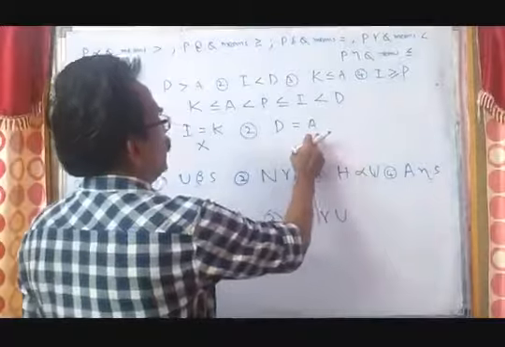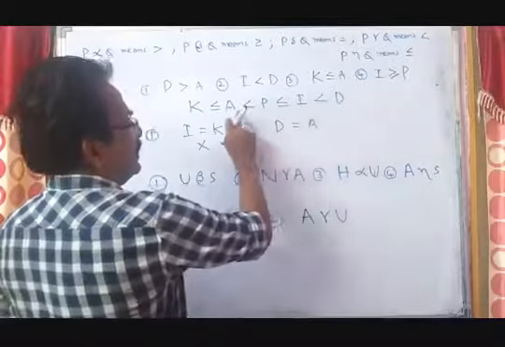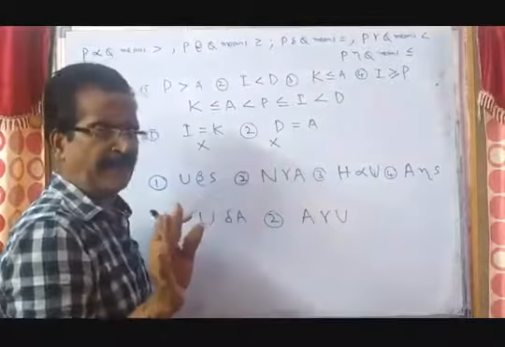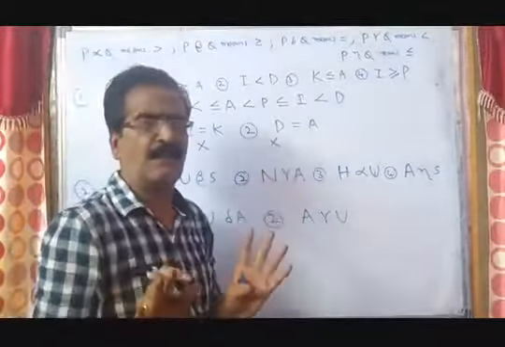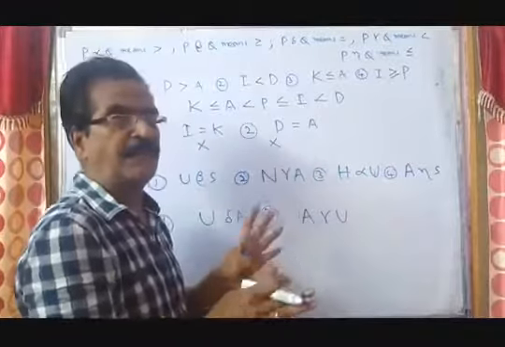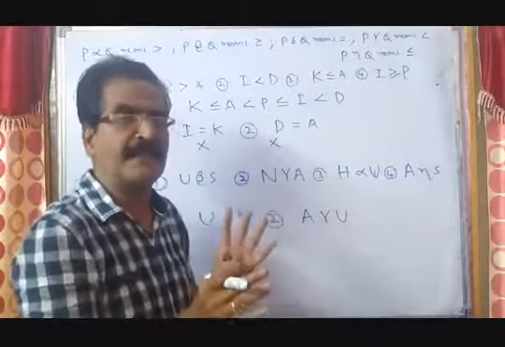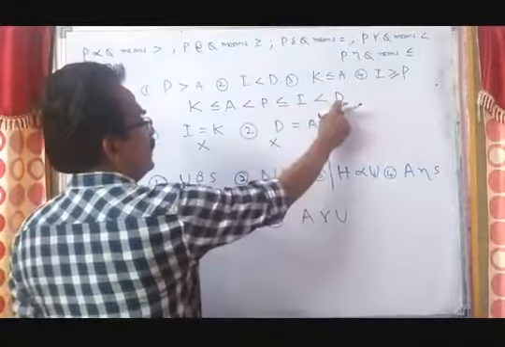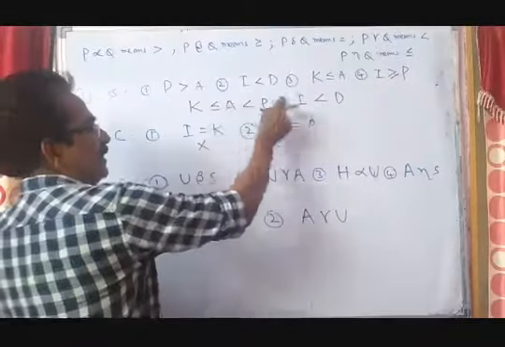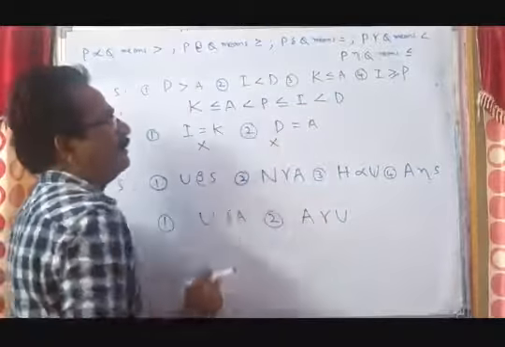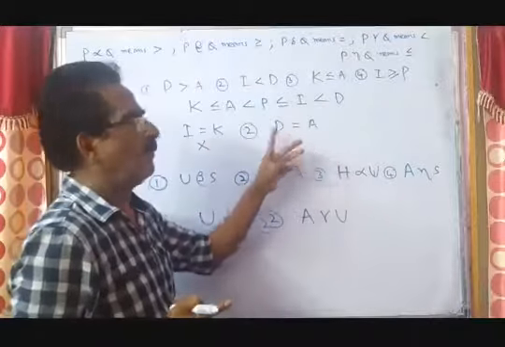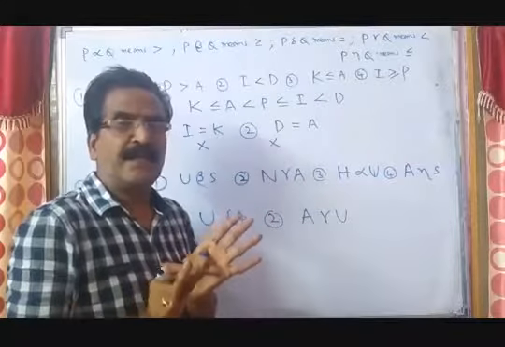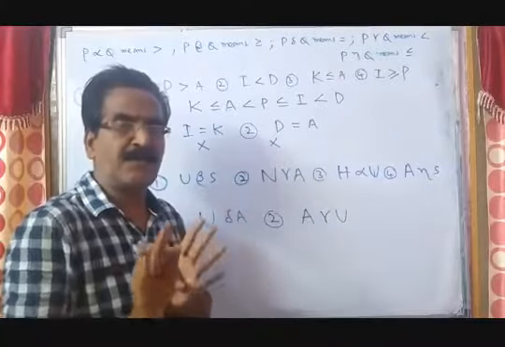D is equal to A? What is the relation between D and A? D is greater than or equal to, greater than. So D greater than A is followed, but D is equal to A is given. This does not follow. Both the statements do not follow. So the answer is neither. Neither of the two statements is followed.